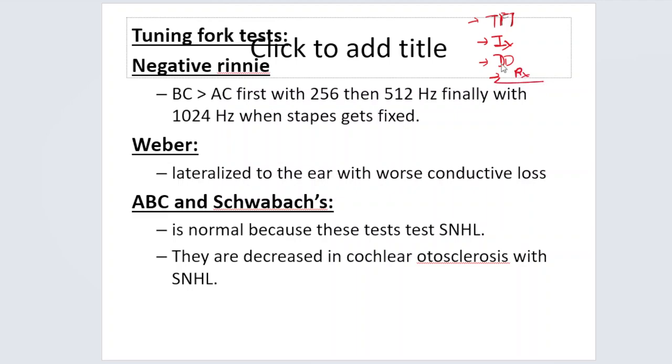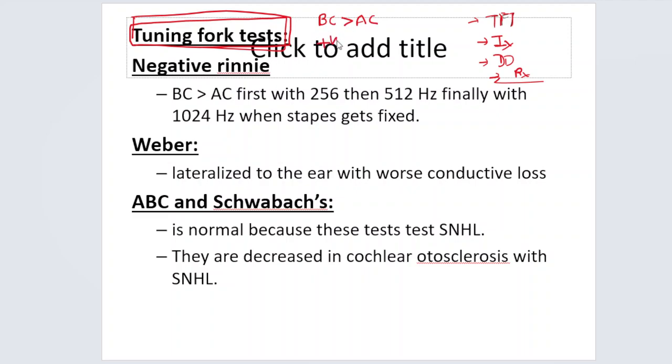What is the treatment of otosclerosis? Okay. So coming to the tuning fork test. So what are we talking about? What is the pathogenesis? What is the pathology? It's a conductive hearing loss. So what happens in conductive hearing loss? Bone conduction is better than air conduction. Okay. So this is the basic thing.